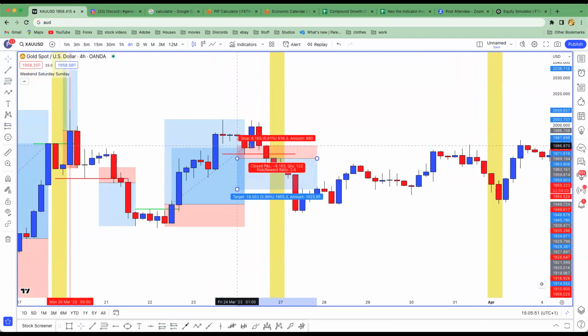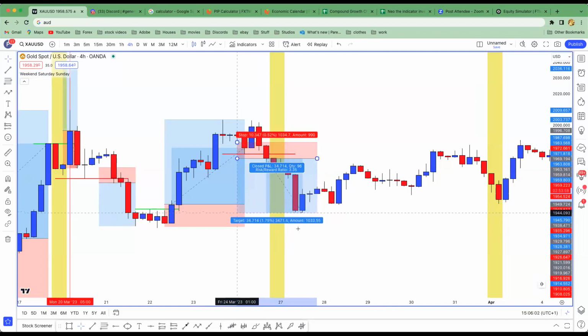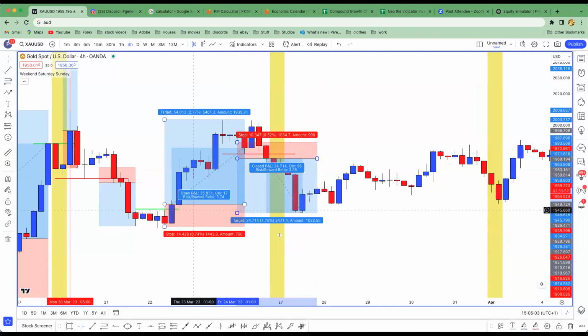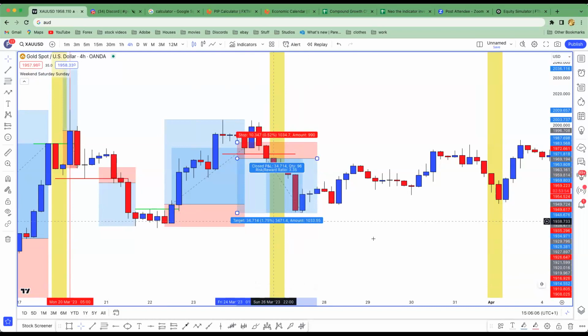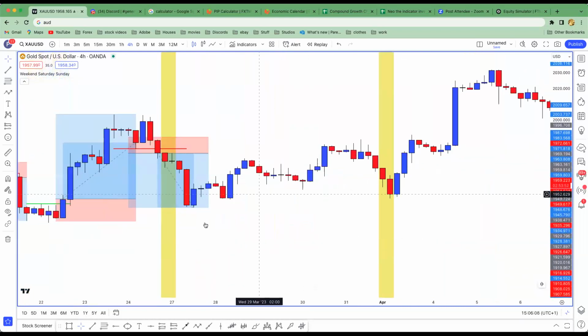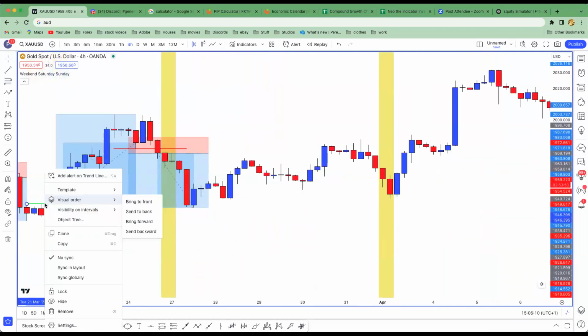Here 93, so it'll be 103. So 103. Boom. Right here. There you go. This is another trade. So you had two back-to-back 3R trade winners, just using the 4-hour time frame. And then we had a break of structure here.